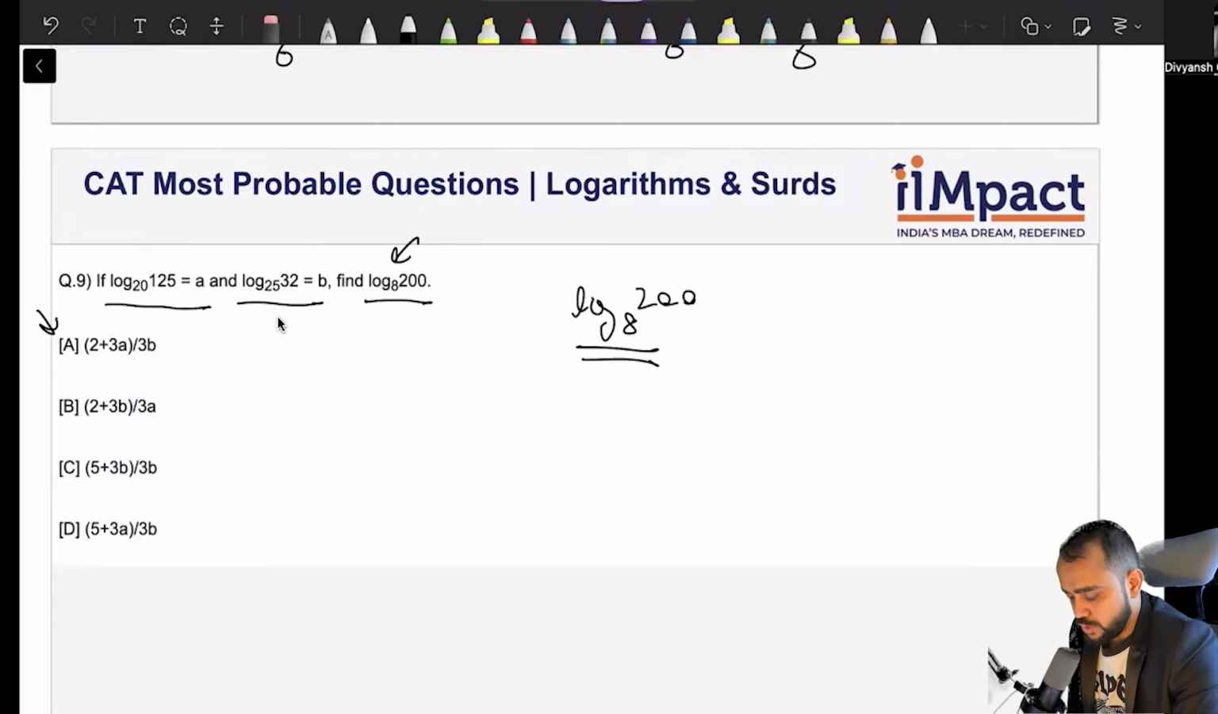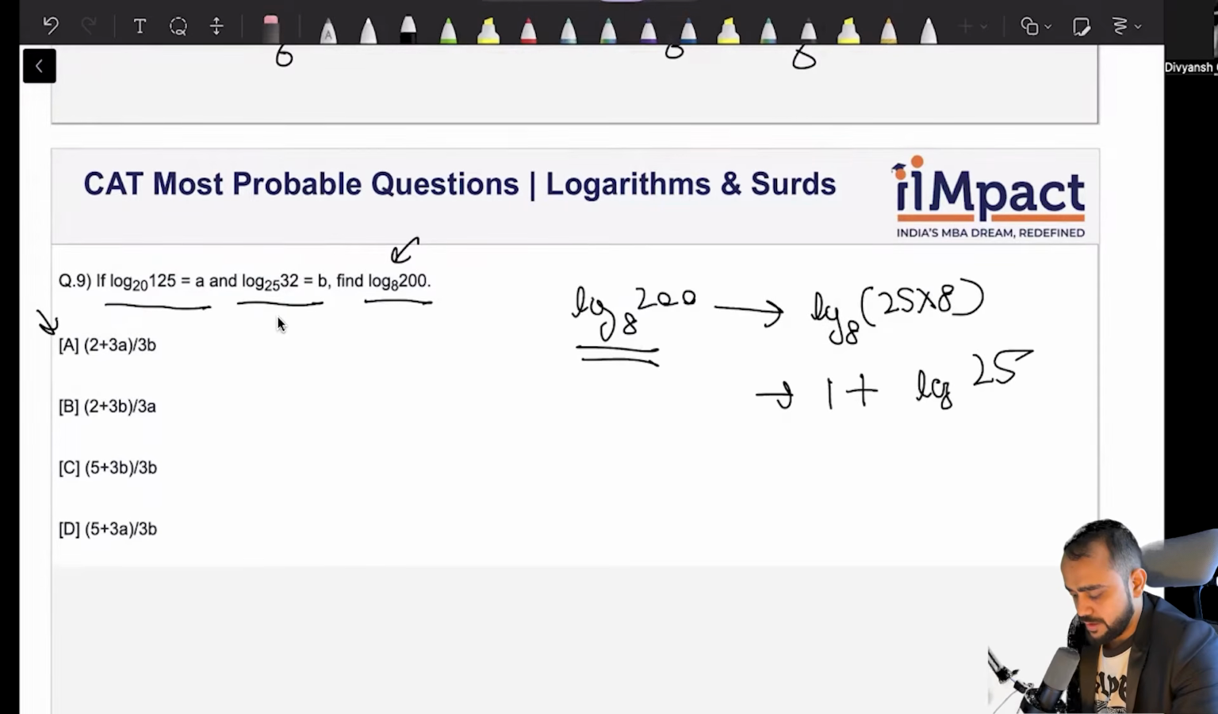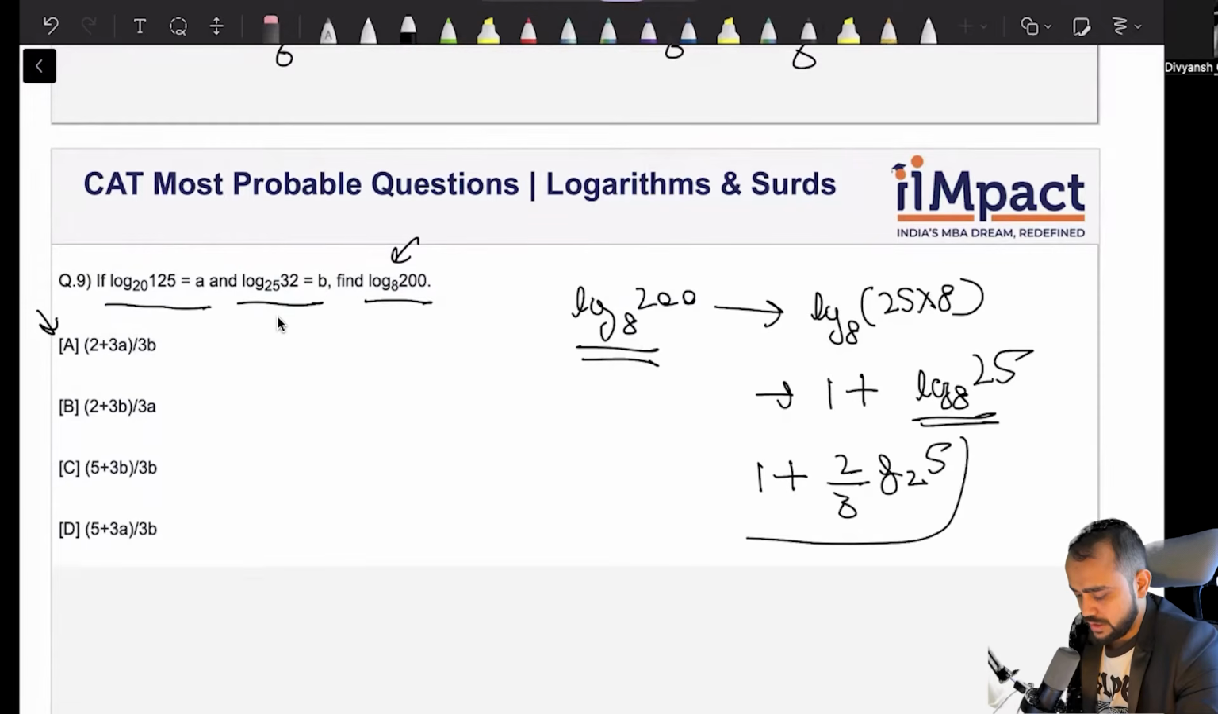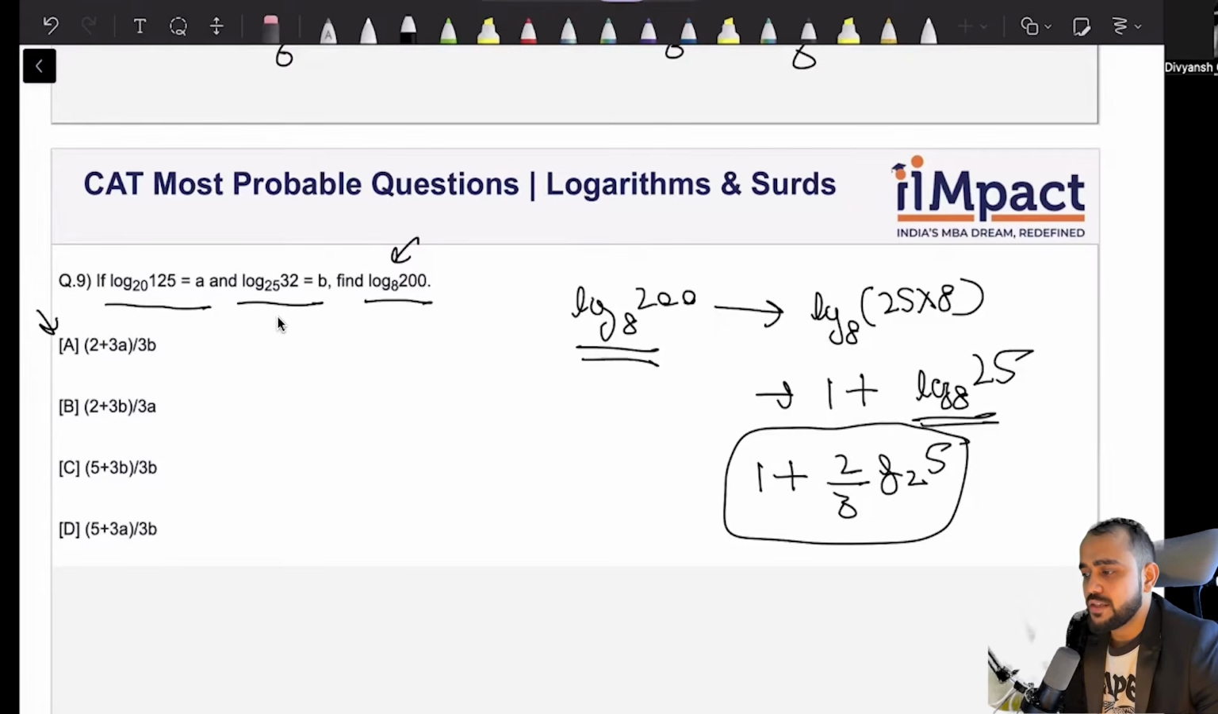The shorter approach is going to be something like this. Let us observe. This is log of 25 into 8 base 8, which is going to be 1 plus log of 25 base 8. And this log 25 base 8 I can further reduce to 1 plus 2 by 3 log of 5 base 2. This is what my expression is. All that remains for me is to find what log 5 base 2 is going to be.